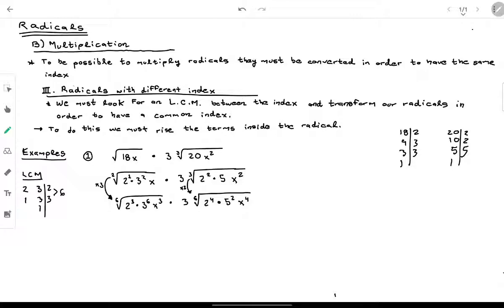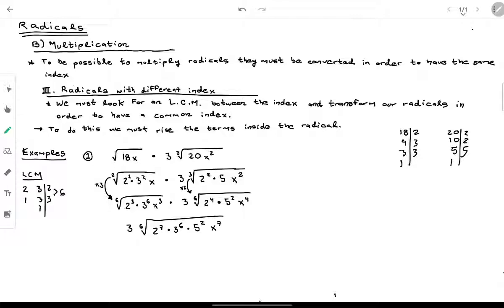Now we can put it in a single same root. So it's going to be 2 to the 3 and 2 to the 4. It's going to be 2 to the 7. 3 to the 6 will stay as 3 to the 6. 5 squared will stay as 5 squared. X cubed, x to the 4, it's going to be x to the 7.